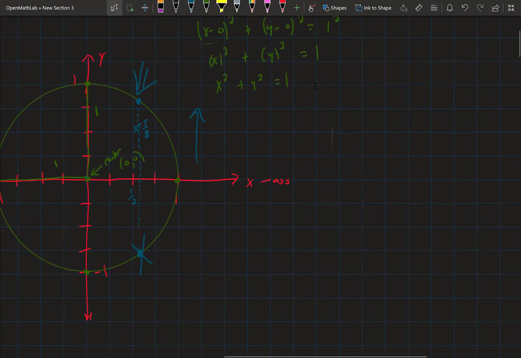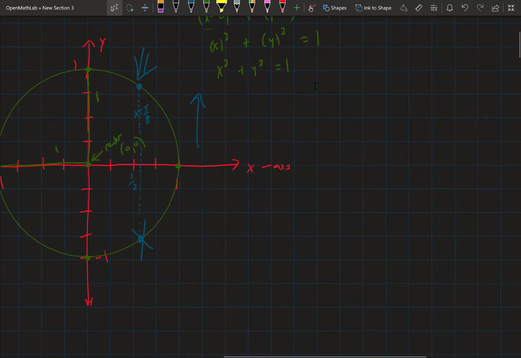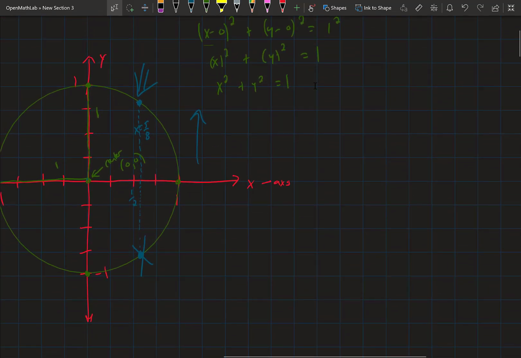And so then what we know about this point is that the x-coordinate is 5/8 and the y-coordinate is question mark, right? That's what we're trying to find. That's the goal, is to find that y-coordinate. So, we have this equation, x squared plus y squared equals 1.